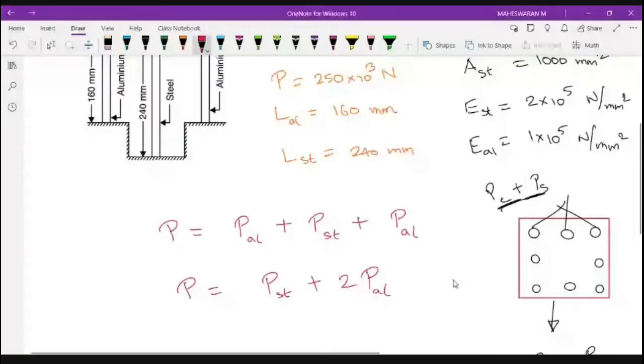Right. So let me proceed. You have P which is equal to PS plus 2 times PAL. So this is my first equation.